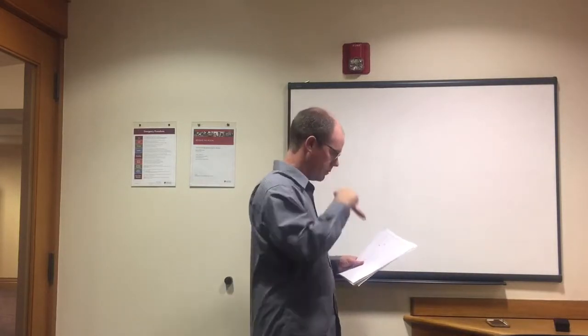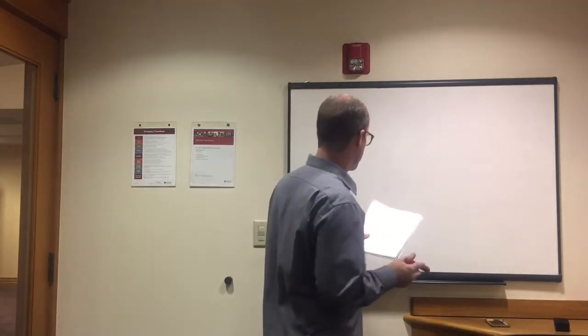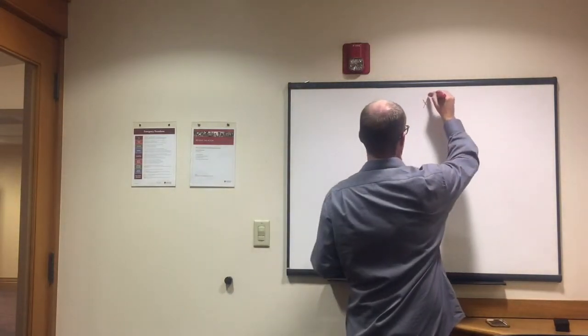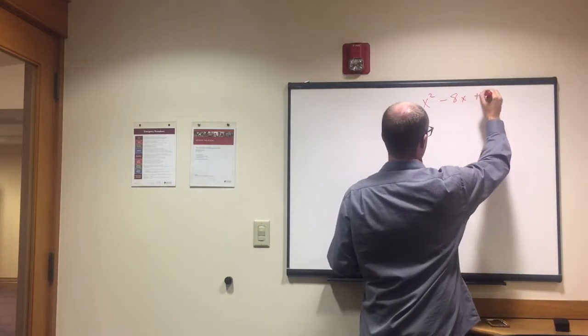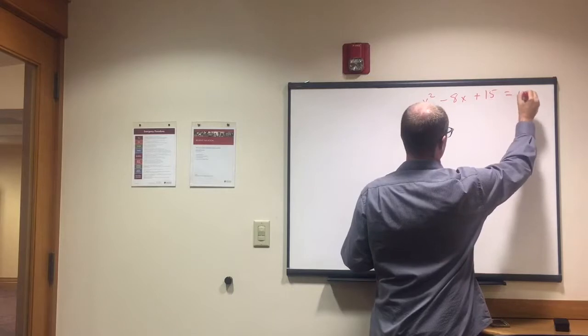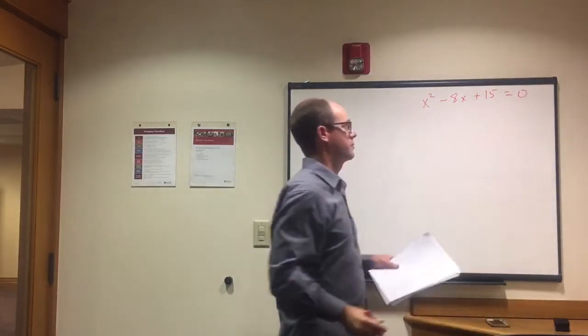All right, let's take a look at quadratic equations. Okay, so these can seem complicated. We're going to go over a few examples, hopefully simplify it for you a little bit. Okay, so here's our first equation. It says x squared minus 8x plus 15 equals 0.